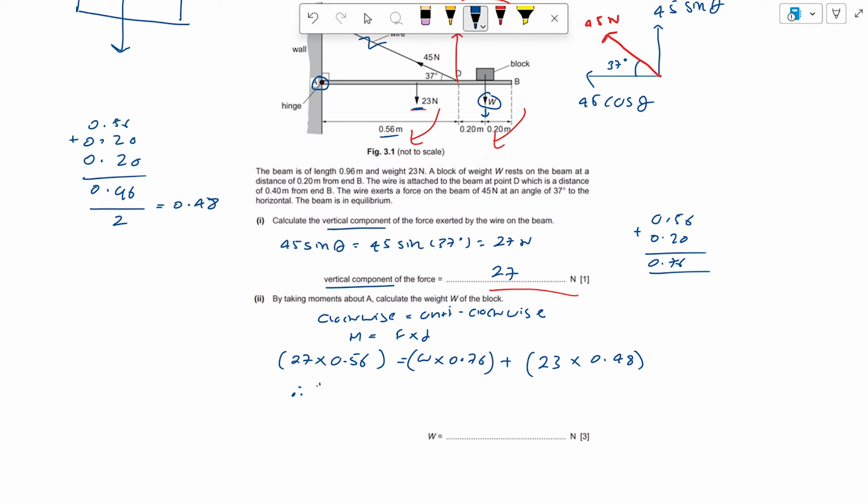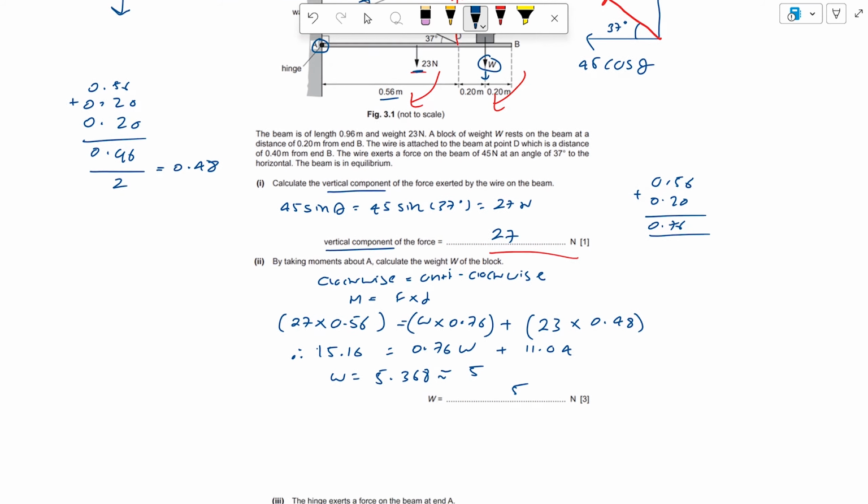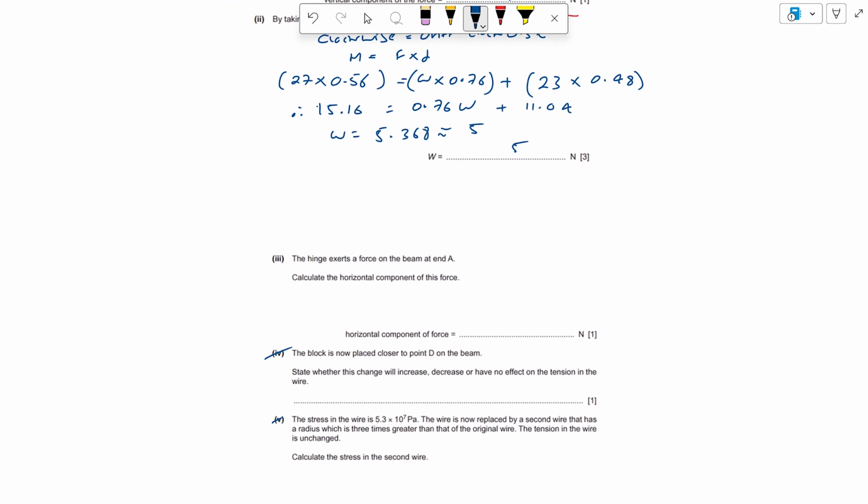Therefore, 15.12 is equal to 0.76 W plus 11.04, which means W is going to be 5.368, which can be rounded off to just 5. So our weight is 5 newtons. Moving on to the next question, we need to find the horizontal component.